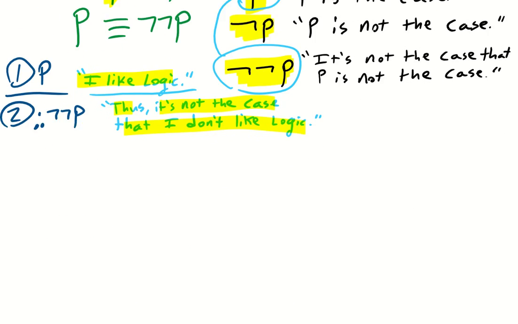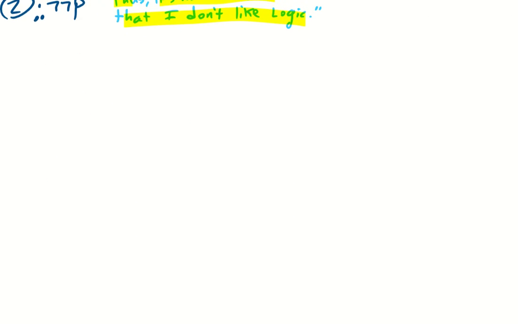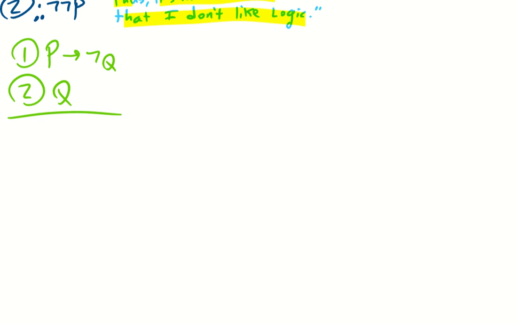Here's a couple of examples, because you will have to resort to double negation sometimes. For example, let's say we're given the first premise, if P, then not Q. Second premise, not not Q. What can we infer from that? Well, clearly notice that not Q and not not Q contradict each other. Not not Q negates not Q. So we should be able to do some kind of modus tollens inference, but we have to explicitly deny not Q.